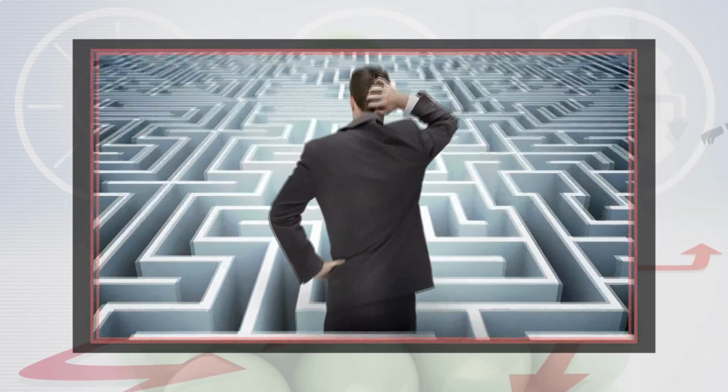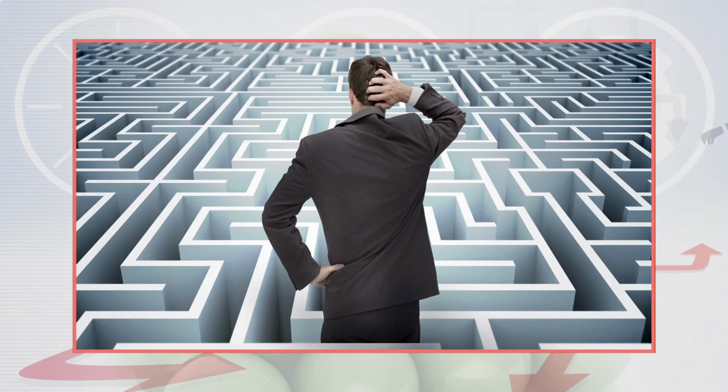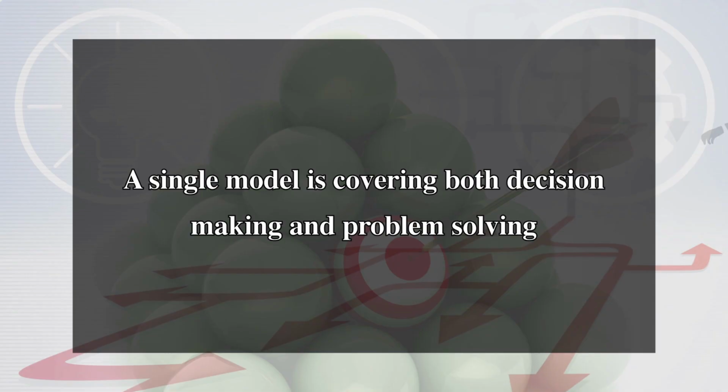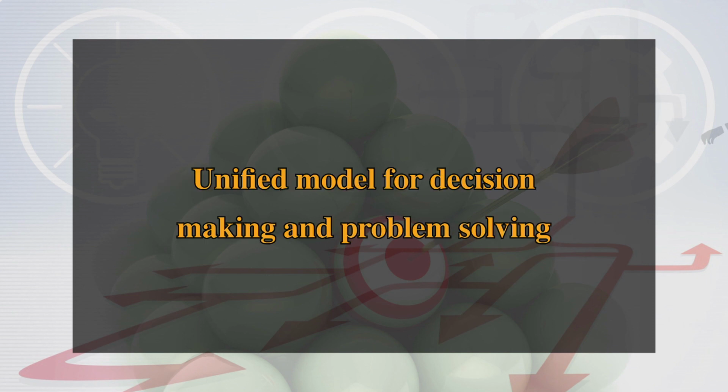Moving away from games, the problems we encounter in real life are mostly obstacles placed in front of us. Problems as obstacles or difficulties in the path ahead of us are always secondary to the results of decision making. Decisions create problems. One way of solving them is to alter our decision or at least our plan. If we stick with our decision, then we have to find a way of overcoming the problem. A single model is covering both decision making and problem solving: a unified model for decision making and problem solving.